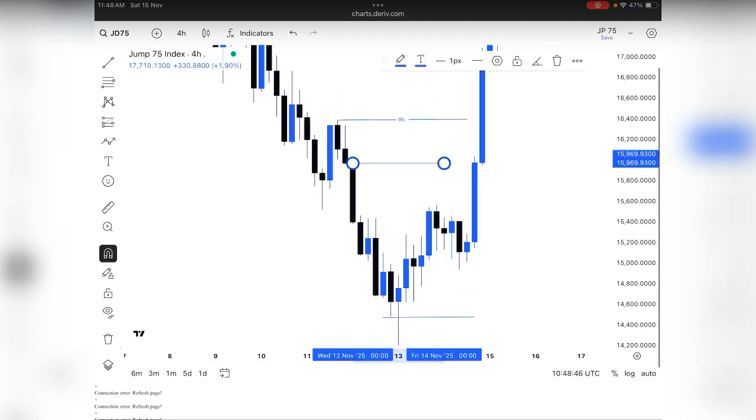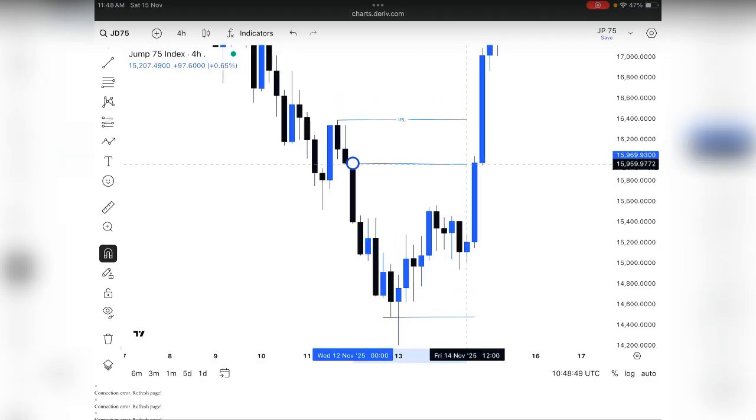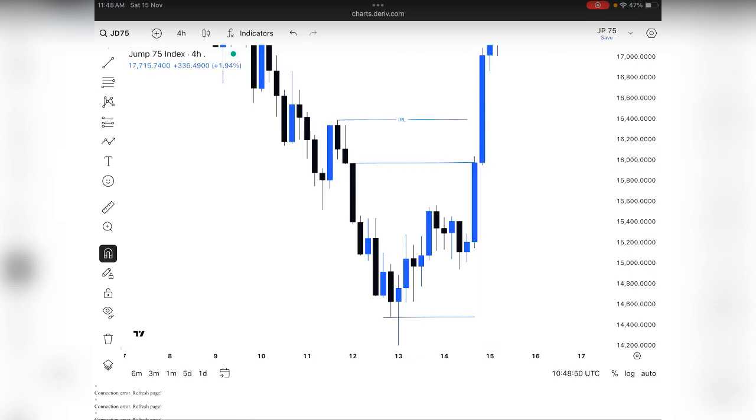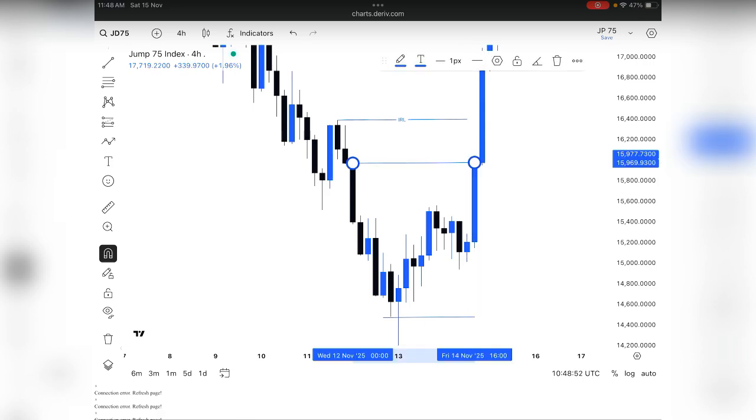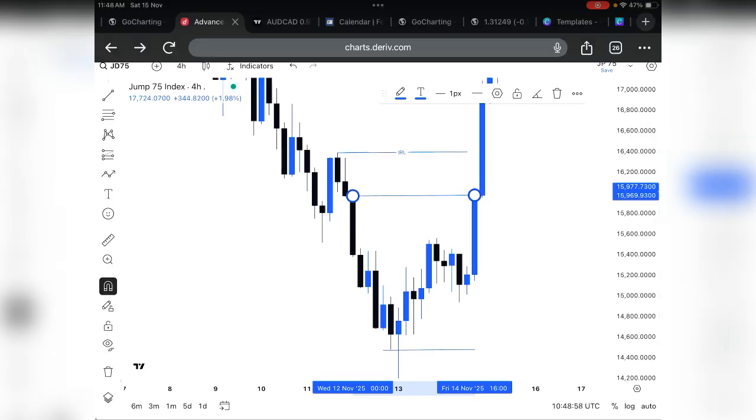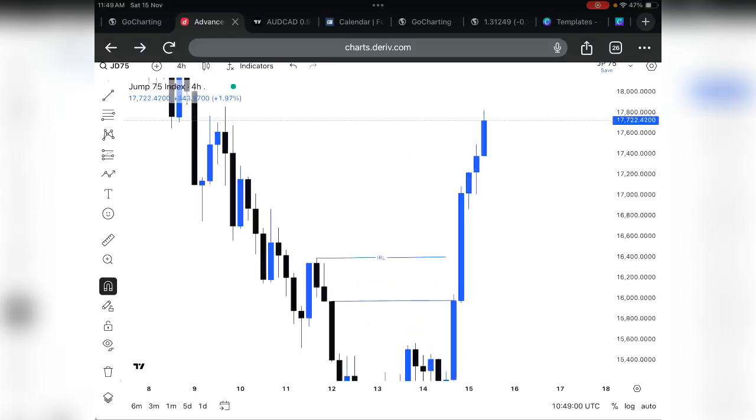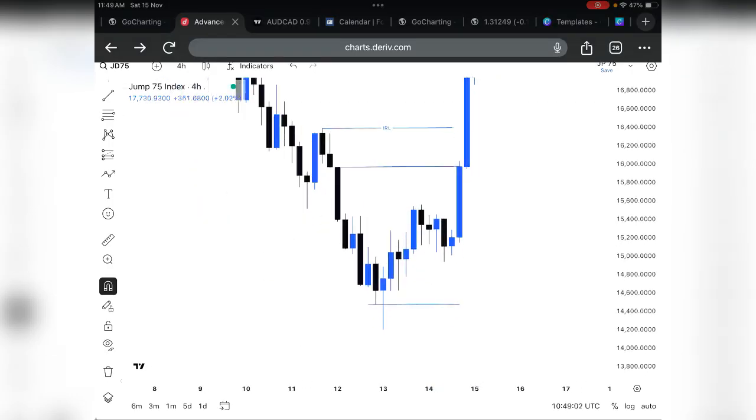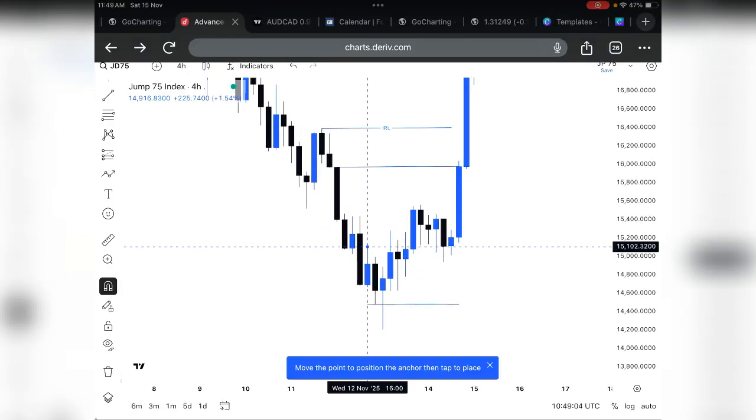But this is my primary target here, because this was the high of yesterday. I think when market got to this place, I closed my position. When market took out the high of the previous day candle, I closed my position. But you can see market is still pumping hard to the upside. So I've identified my breakout structure.